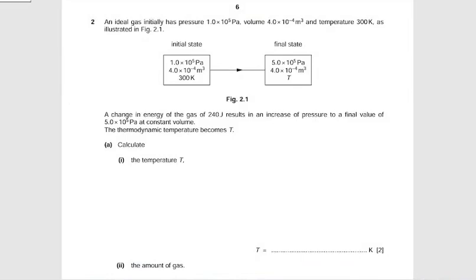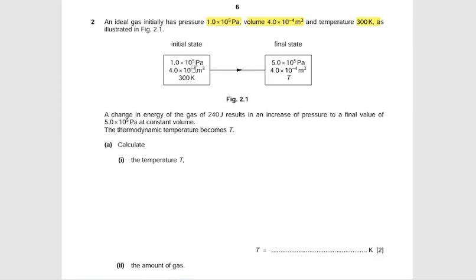Hello everyone, we're looking at question number 2 of winter 2016 paper 4-3-9702. The question reads, an ideal gas initially has pressure 1 into 10 raised to the power of 5 pascals, volume 4 into 10 raised to the power minus 4 meter cube, and temperature 300 Kelvin as illustrated in figure 2.1. So we have the initial state and then we have the final state.